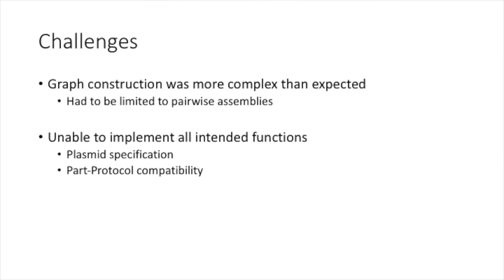The main challenge we faced with this project was with graph construction. Creating graphs that allowed more than two parts to be joined at once turned out to be more complex than expected, and so the tool had to be simplified such that only pairwise assembly protocols are produced. This means that the tool does not take full advantage of assembly methods that allow multiple parts to be joined in one step. We were also unable to implement certain functions into the tool, such as plasmid specification and part protocol compatibility, in which the tool analyzes the parts and determines which protocols are best suited for those parts.